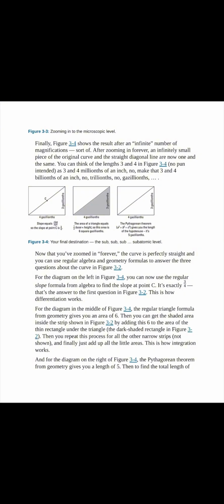For the diagram in the middle of figure 3.4, the regular triangle formula from geometry gives you an area of 6. Then you can get the shaded area inside the strip shown in figure 3-2 by adding this 6 to the area of the thin rectangle under the triangle, the dark shaded rectangle in figure 3-2. Then you repeat this process for all the other narrow strips not shown, and finally just add up all the little areas. This is how integration works.